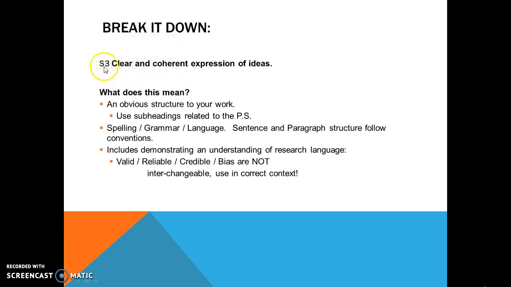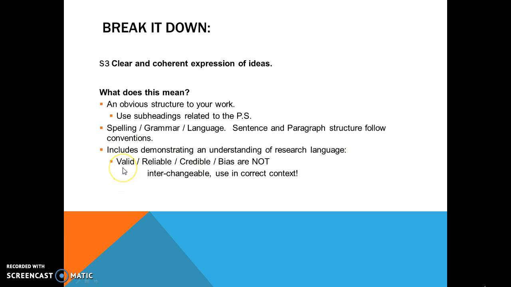So, to break it down, S3, clear and coherent expression of ideas. As I said, this covers all sections of the evaluation. It means that there's an obvious structure to your work. So use subheadings that relate specifically to the performance standards. That's the easiest way to do it. It means that your spelling, grammar, language, your sentence and paragraph structure all follow conventions and have been checked. It includes demonstrating an understanding of research language.